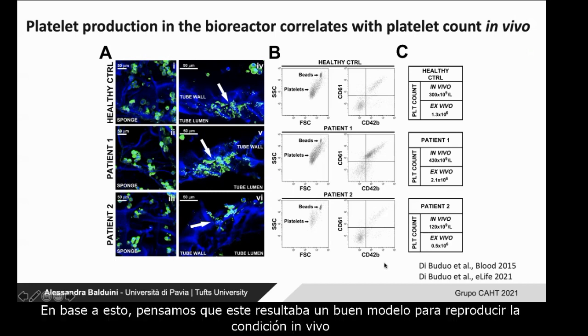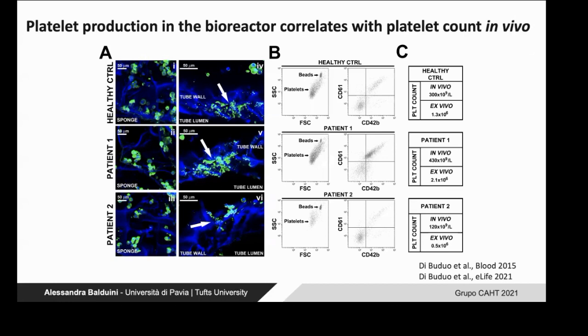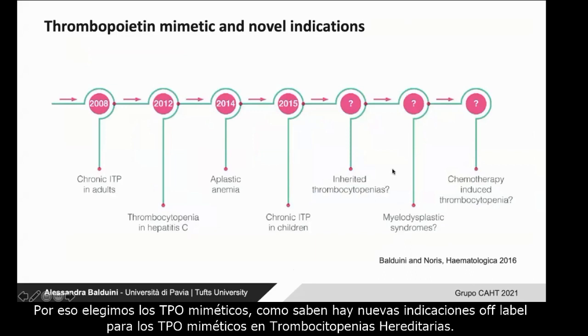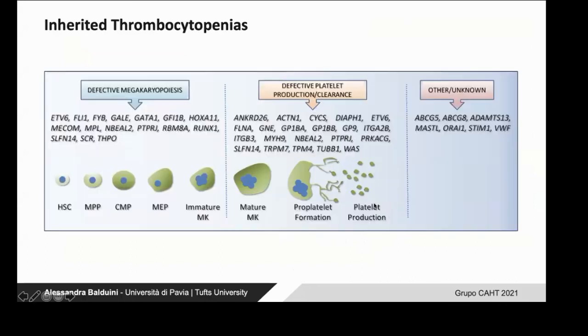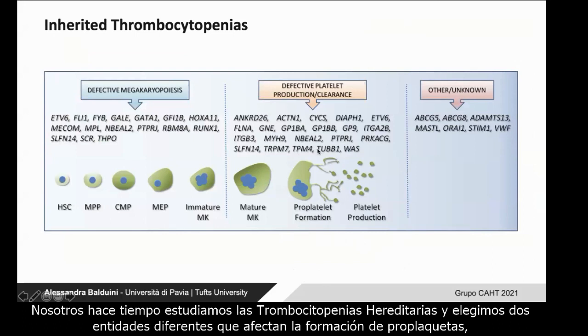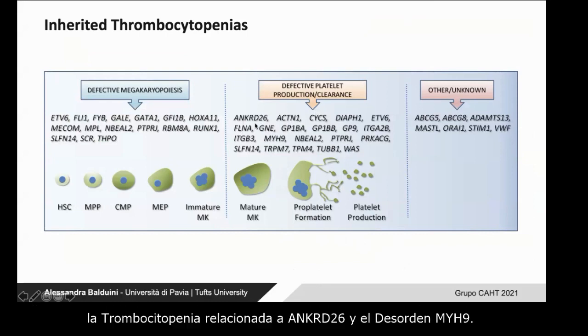So with this in mind, we thought that this was a good model to mimic the in vivo situation. We first chose the thrombopoietin mimetics, and as you know, there are new indications for the off-label use of thrombopoietin mimetics in inherited thrombocytopenias, and we have studied inherited thrombocytopenias for a long time. We chose two different diseases that affect proplatelet production, ANKRD26 and MYH9.